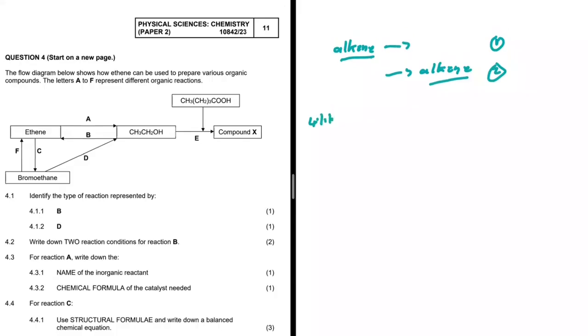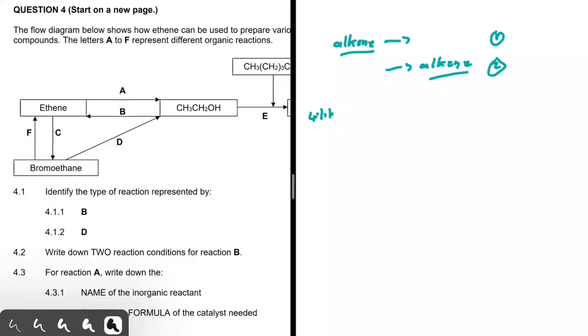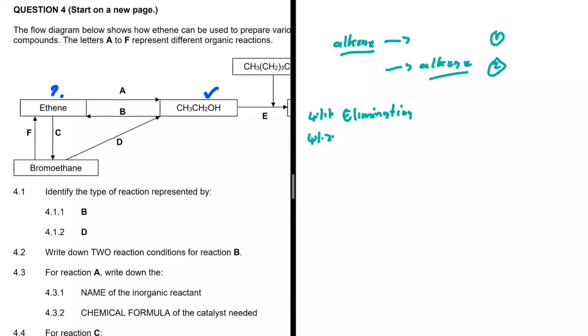4.1.1, identify the type of reaction represented by B. So take a look at reaction B. Does it start with an alkene? No, it does not. It starts with an alcohol. So it cannot be an addition reaction. Does it end with an alkene? Yes, it does. As soon as we see that, we know that it is an elimination reaction because it ends with an alkene. Those are the only two things we need to look at. If it didn't end with an alkene, then it would be a substitution reaction. That is 4.1.1.